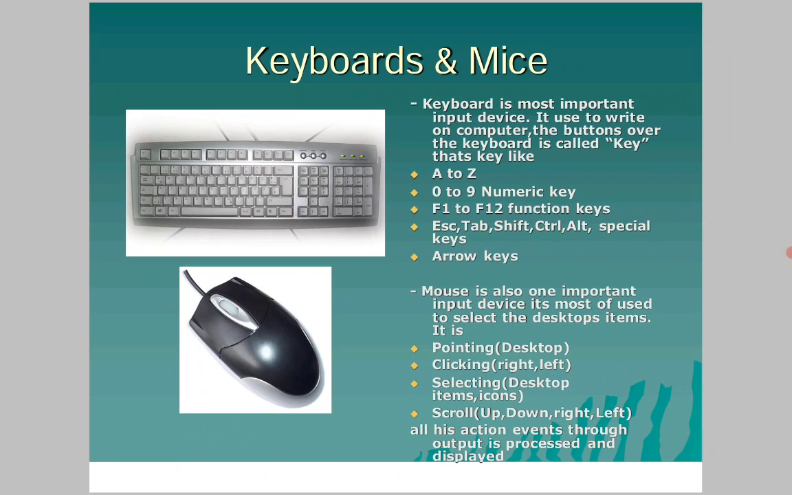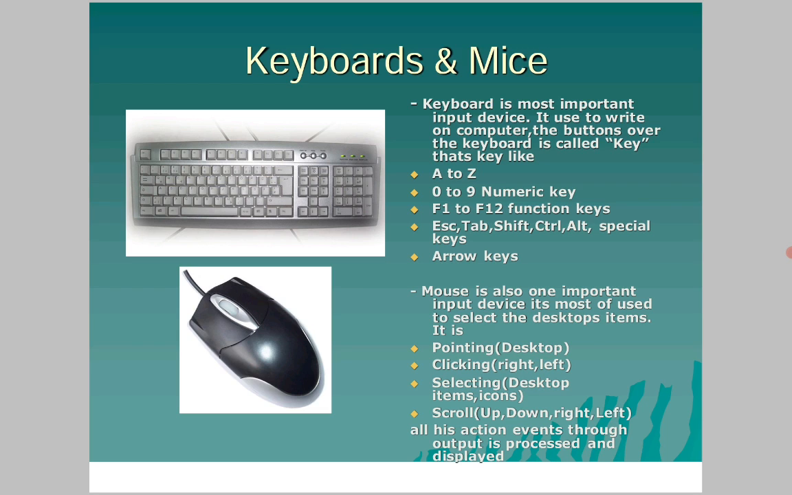And generally all keyboards have alphabets, capital A to Z and small a to z, and 0 to 9 numeric keys. Function keys F1 to F5, escape key, tab key, shift key, control key, alt key, and special keys also. So you may use a combination of control, alt, shift along with alphabets and digits. And other keys on the keyboard are escape key, tab key, shift key, control key. All these are other keys.